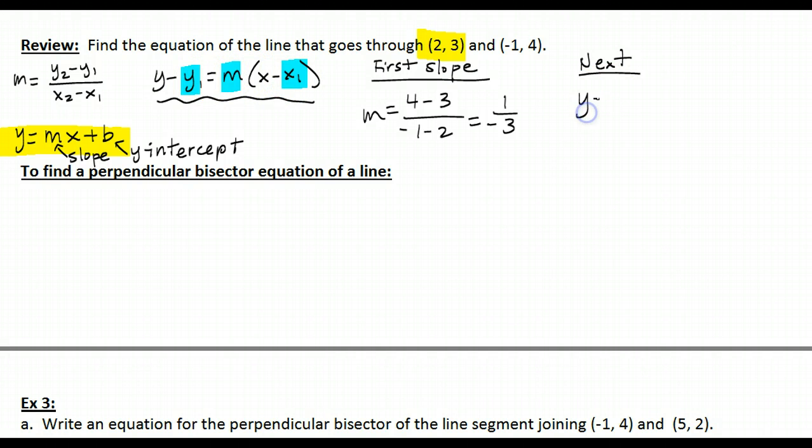Y and x I'm just going to keep as y and x. So the y value of the point I picked is 3. And by the way, if I pick the other point, I should get the same answer. Slope is negative a third. And then the x value of the point I picked is 2.